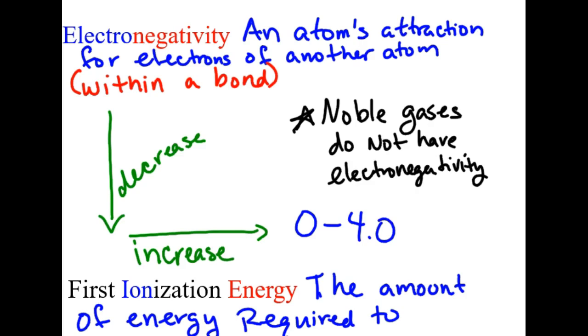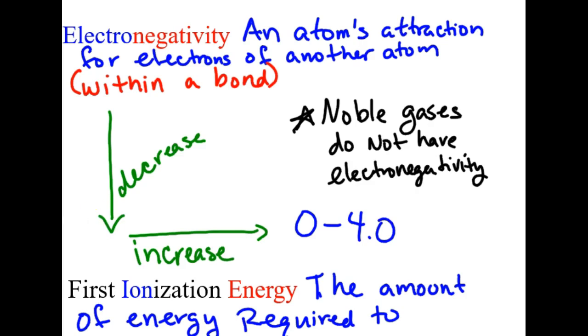So electronegativity is defined as an atom's attraction for electrons within a bond. This is going to become the most important factor from this unit as we move forward throughout the year, so it's really important to understand this.